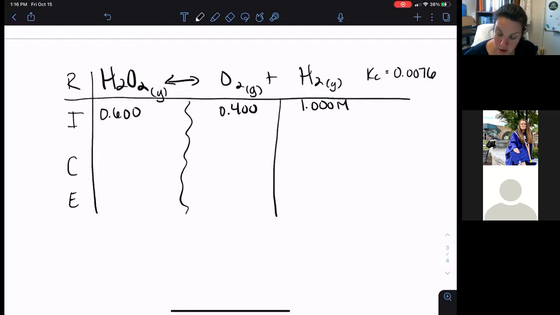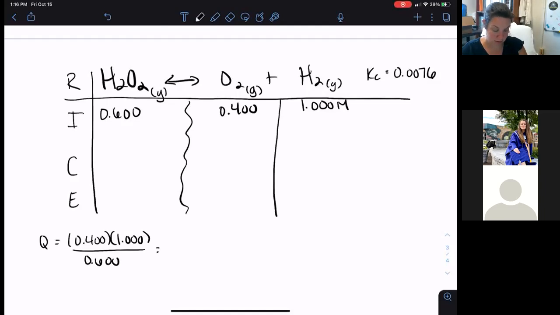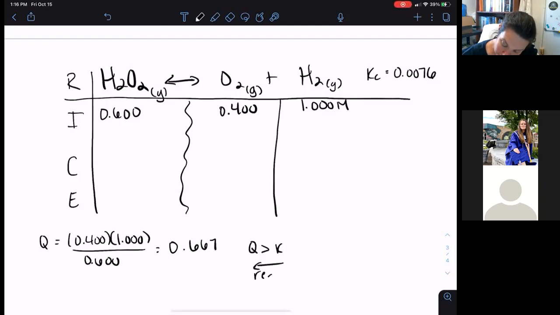Okay, so we need to first know which direction we need to go in. We are unsure right now. So we're going to put these concentrations into our Q. So we have Q is equal to 0.400 times 1.000 divided by 0.600, giving us a value of 0.667. This Q is greater than this K, so we need to go towards reactants.